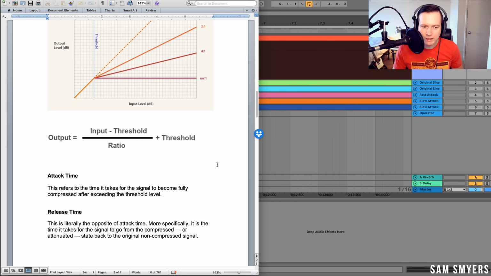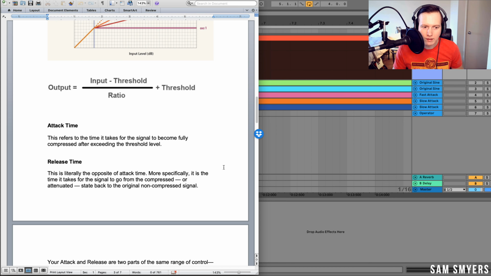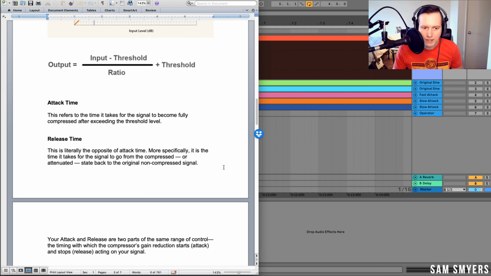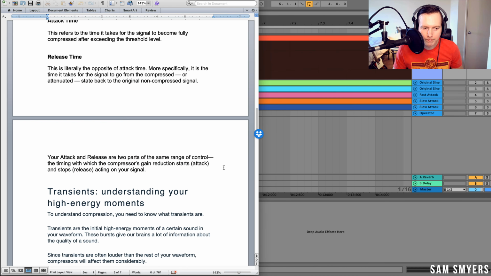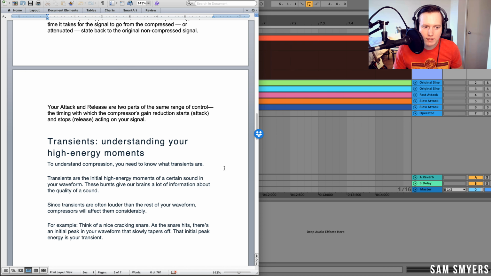This refers to the time it takes for the signal to become fully compressed after exceeding the threshold level. Release time is literally the opposite of attack time. More specifically, it is the time it takes for the signal to go from the compressed or attenuated state back to the original non-compressed signal. So to understand attack and release time, let's talk about transients.